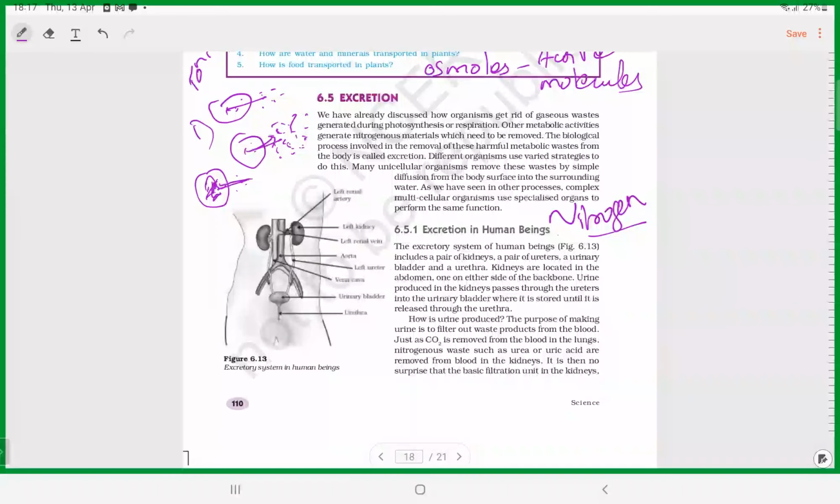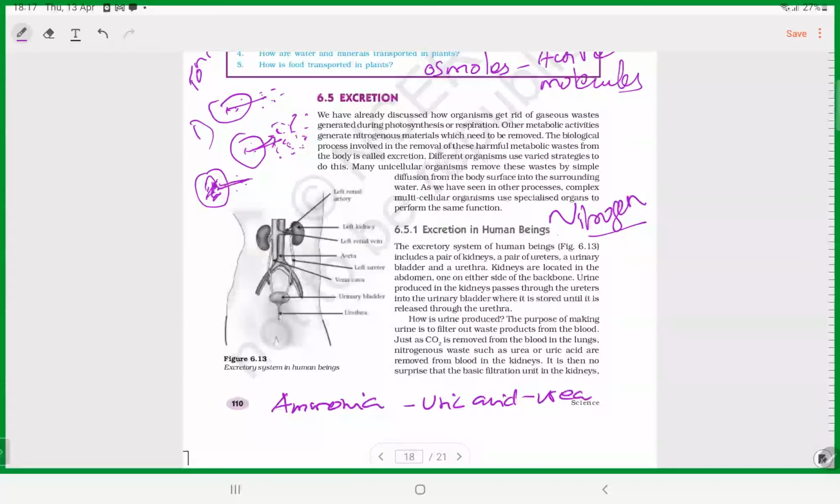Nitrogenous wastes. Protein wastes are called what? Nitrogenous wastes. Based on the kind of nitrogenous wastes produced, the organisms are classified into different types. You know that ammonotelic organism, uricotelic organism, ureotelic organism. You know that? What is ammonia? In organisms, nitrogenous wastes are excreted as ammonia, uric acid, urea.